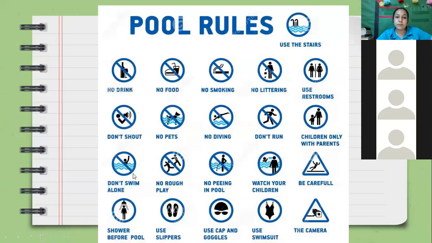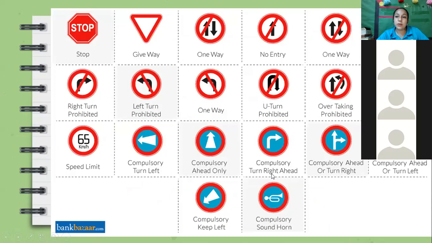Okay, maybe we can use some of these. Watch your children, yeah? Don't swim alone. Children only with parents is possible. Oh, one of these, yes? One way. Stop is another one. Speed limit. Yeah, it's another.